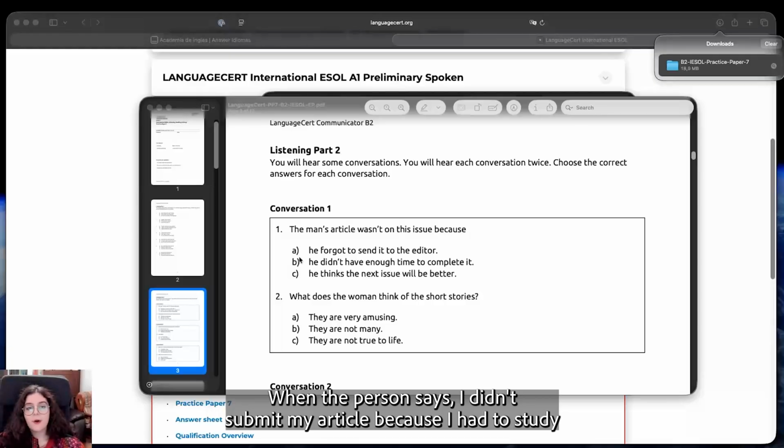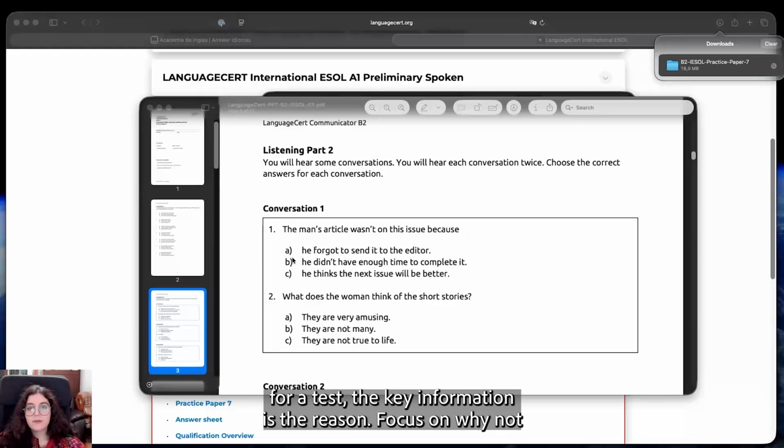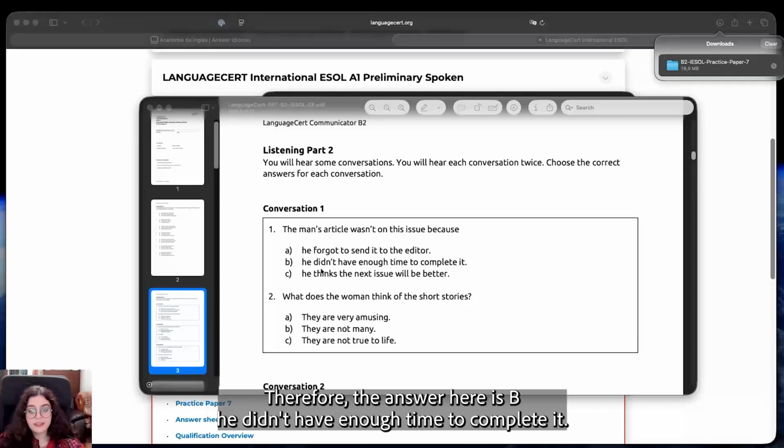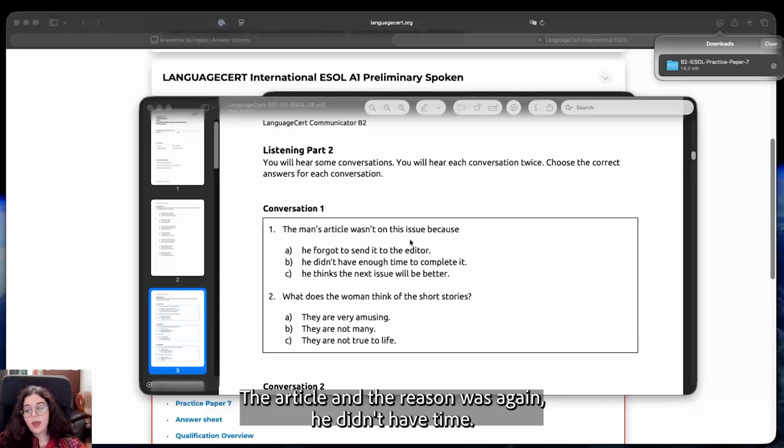So here we can see in conversation 1 of this exam's second listening portion, when the person says, "I didn't submit my article because I had to study for a test." The key information is the reason. Focus on why, not just what. Therefore, the answer here is B. He didn't have enough time to complete the article. And the reason was, again, he didn't have time.